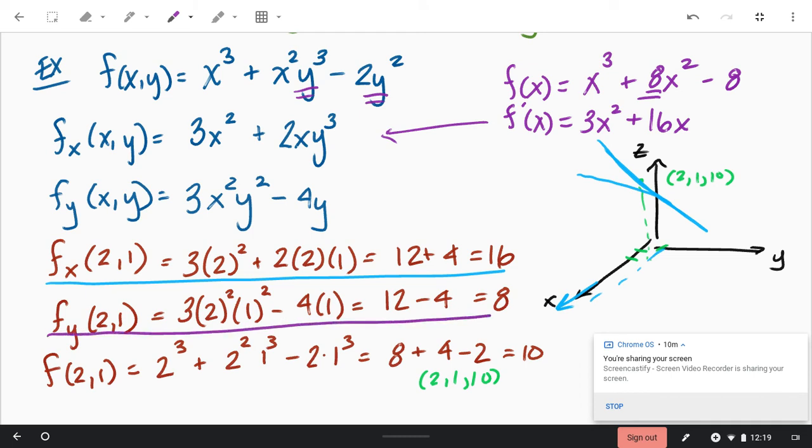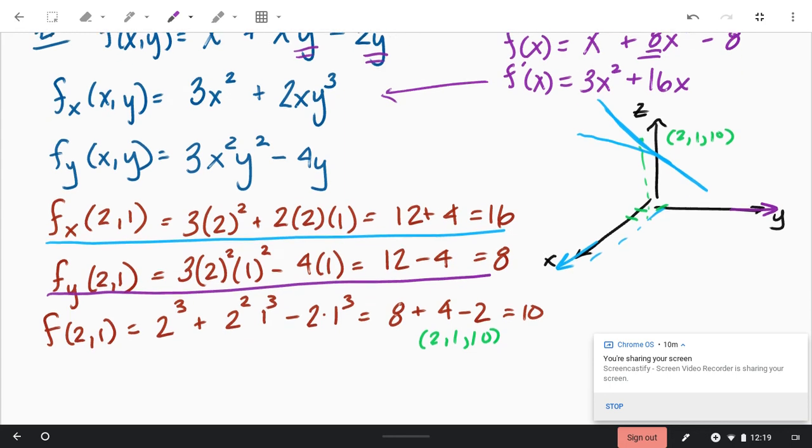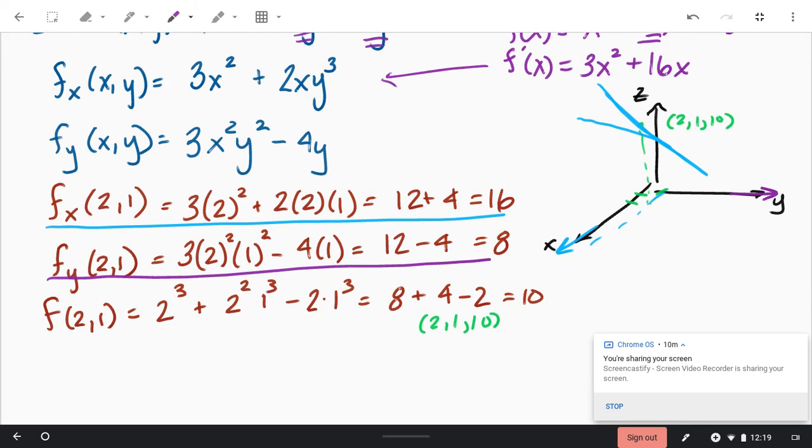If I move parallel to the y-axis, I'm also moving up. Think of it like you're standing on a hill: if you look straight ahead, it's going up, and if you look to your right, it's also up. I'll get a better one in a second; I've got a graph that I'm going to show you too. But again, this is the rate of change in the x direction, and this is the rate of change in the y direction.